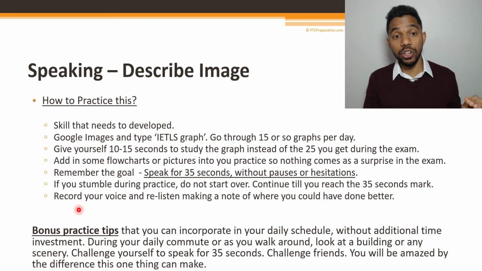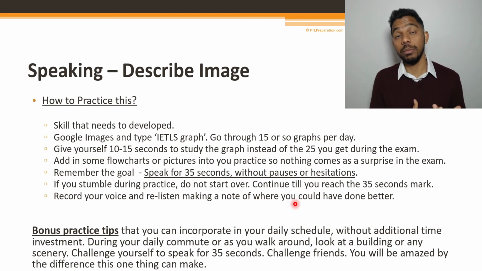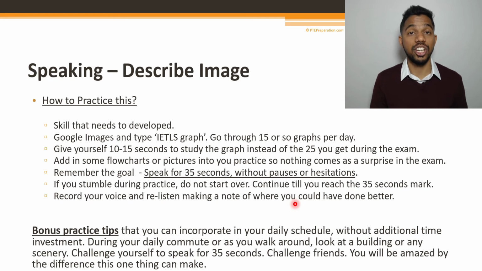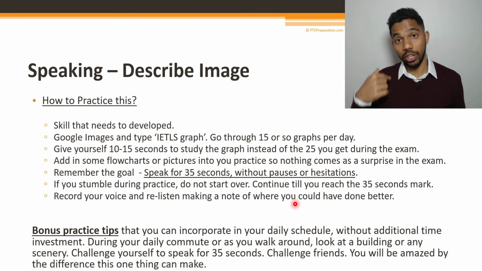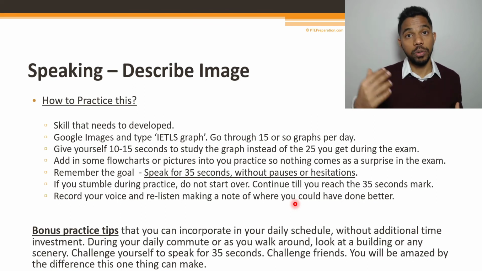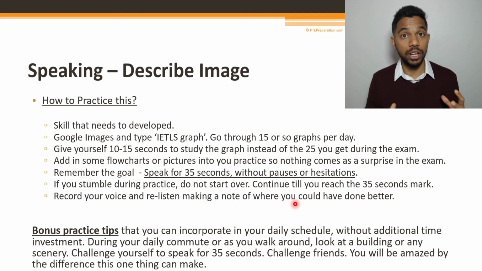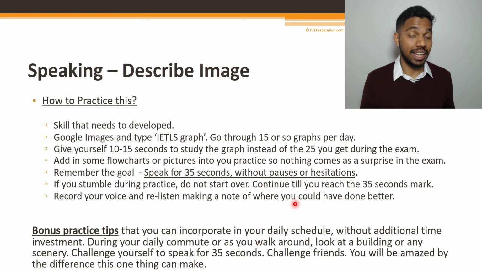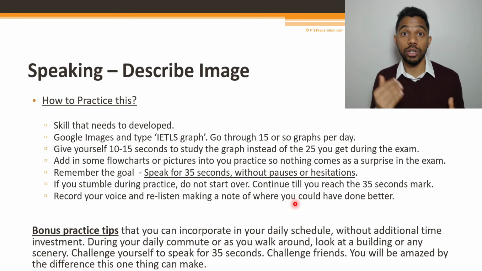Make sure that you record your voice and re-listen and make a note of where you could have done better. So now that you know the different scoring parameters for the exam, you know that you're not supposed to have pauses and hesitations. So you can record your voice, and once you listen to yourself, you'll be able to see objectively, okay, am I getting better? Was there something I could have done to give a better answer? And that's where you're monitoring your progress and you know if you're getting better or not.